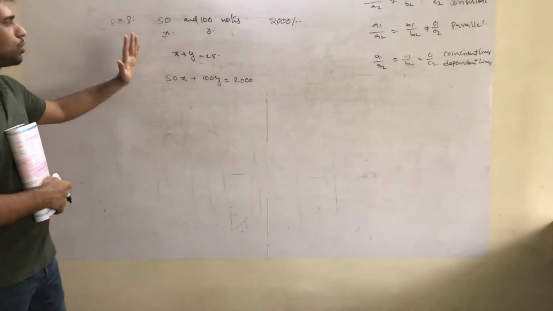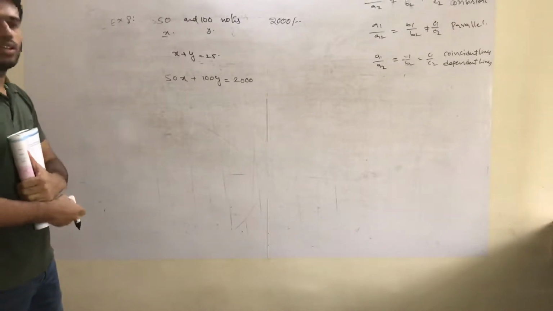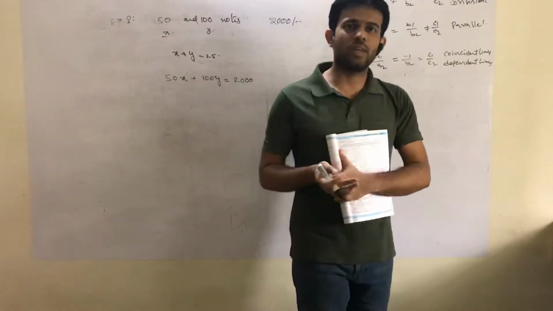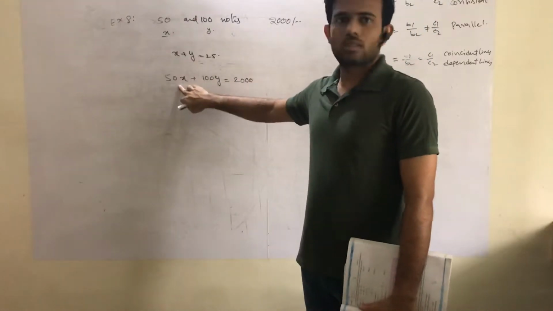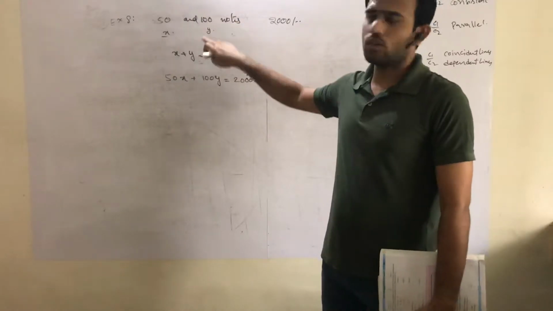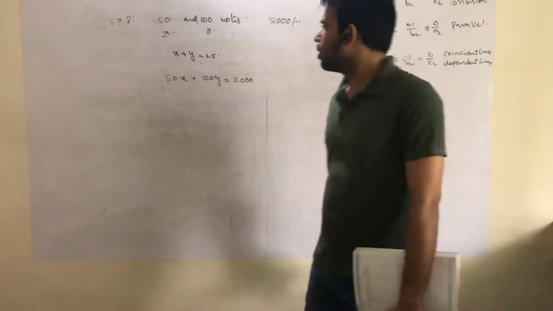This is where you need to be very clear in writing the equations. The total number of notes she has got is 25, so if I consider X and Y, then X plus Y equal to 25. And with X number of 50 notes and Y number of 100 notes, the total is 2000. That means 50X plus 100Y equal to 2000.